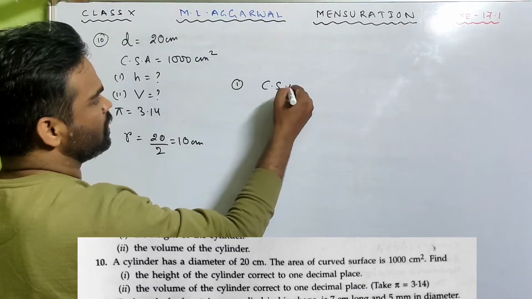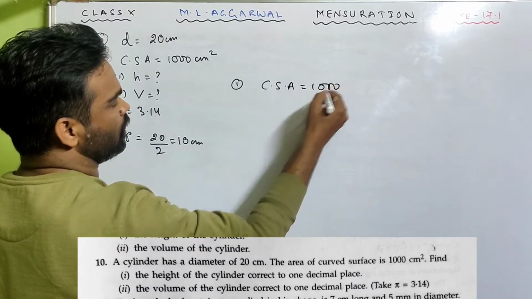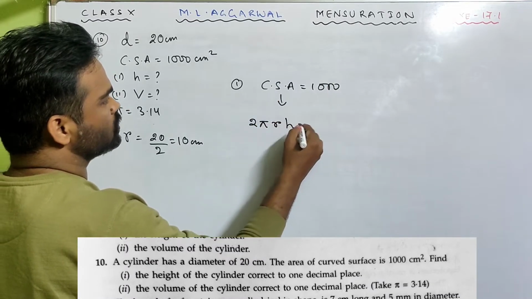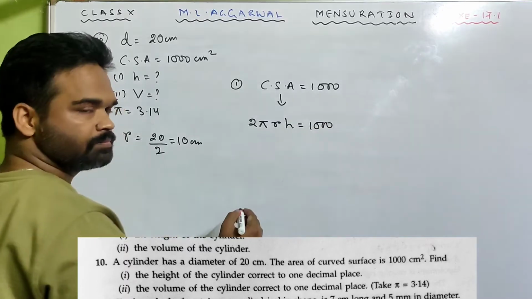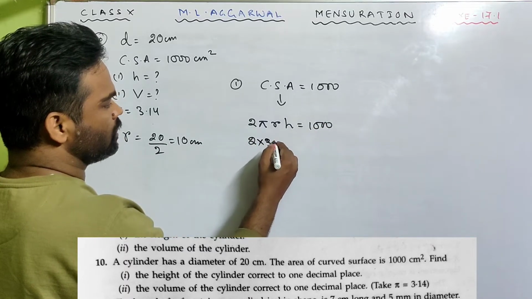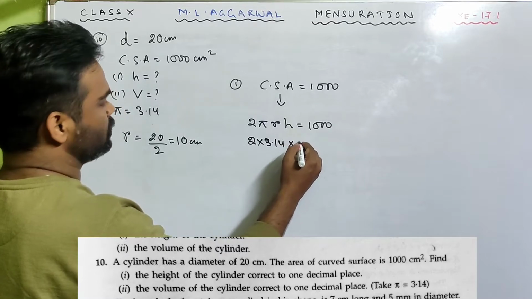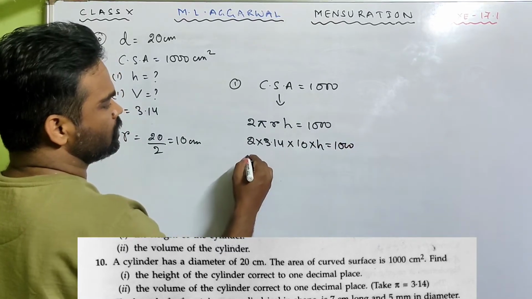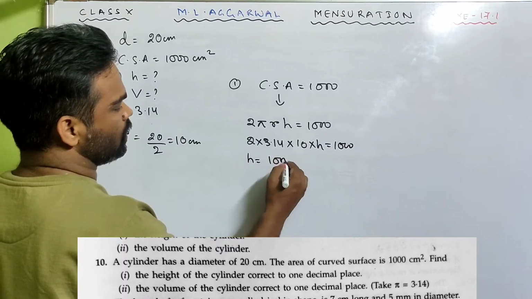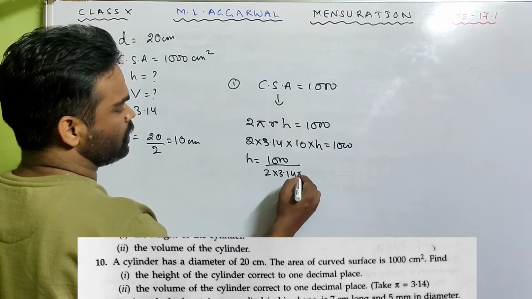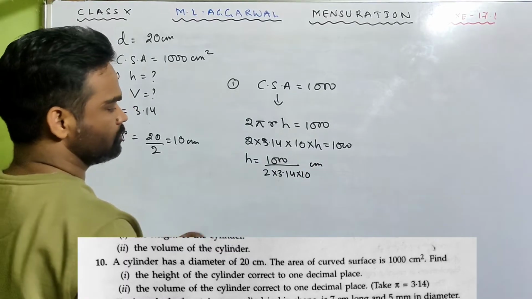CSA is given as 1000. Now, CSA is what? 2 pi RH. That is equal to 1000. 2 into 3.14. R is how much? 10 into height is equal to 1000. So height is what? 1000 by 2 into 3.14 into 10 centimeter.